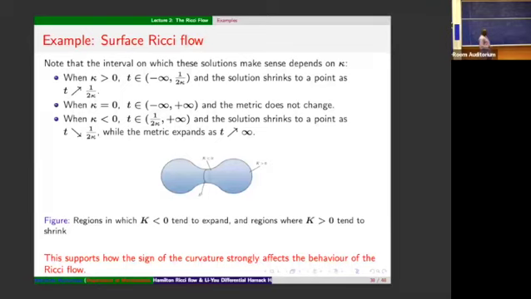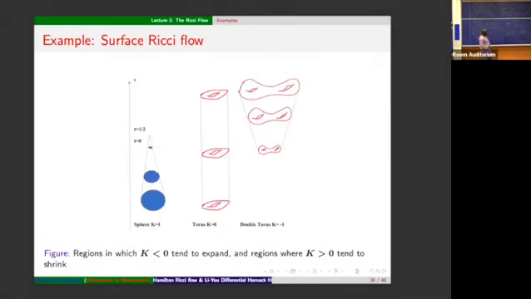If kappa is greater than 0, then your time runs from minus infinity to 1/(2 kappa). That's the existence time for the flow, and the solution shrinks to a point as time approaches 1/(2 kappa). Then if kappa is less than 0, the metric expands as time goes to infinity. And that is what I try to illustrate here.